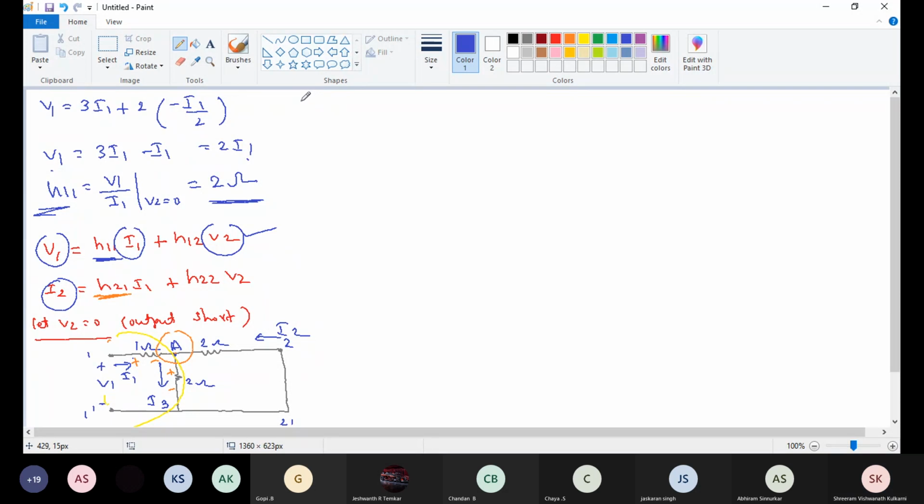Case 2. Yes, I1 equal to 0. I1 is equal to 0. Is I1 dependent or independent here? Independent, yes. Here I1 and V2 are independent. V1 and I2 are dependent. So in the first case I made my independent voltage V2 equal to 0. Now in the second case I am making I1 equal to 0. Let I1 be equal to 0. What will happen if I1 is 0?